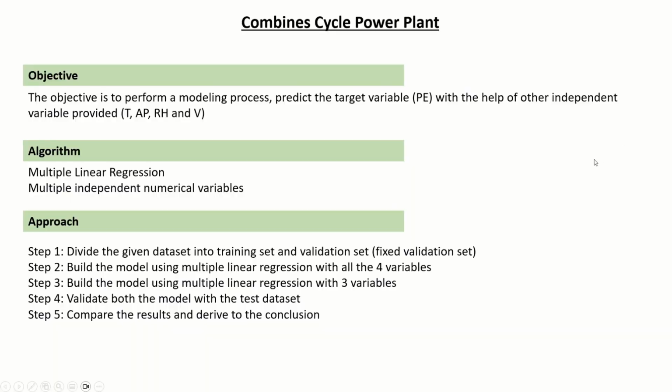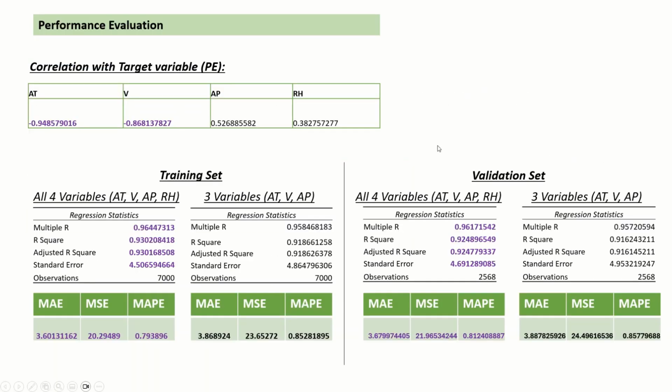Now you can go to the performance evaluation. So here this is the correlation with the target variable, and you could see that these two variables are well correlated with the target variable, and this is the results. So the training set with all four variables we could see giving us better results when compared to any of the other models. And also the error rates are better with all four variables when compared with three variables.